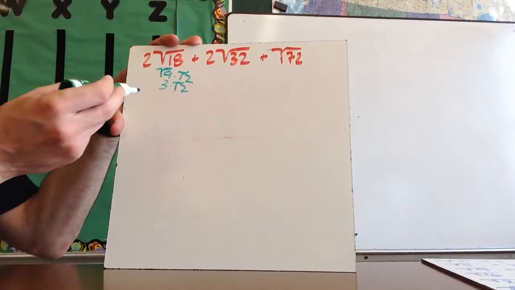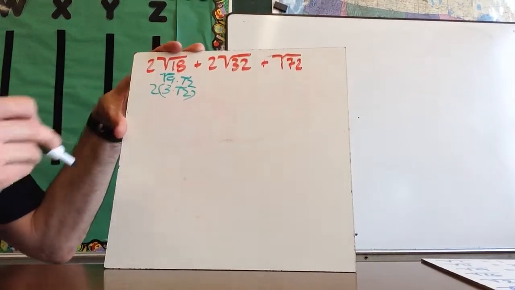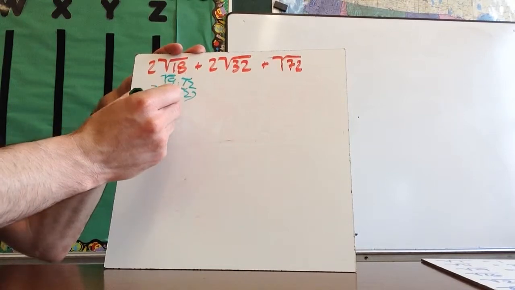And so I know that 3 times the square root of 2, and so now this is the same as the square root of 18, and I have this 2 on the outside. So this is actually going to become 6 square root of 2, right?